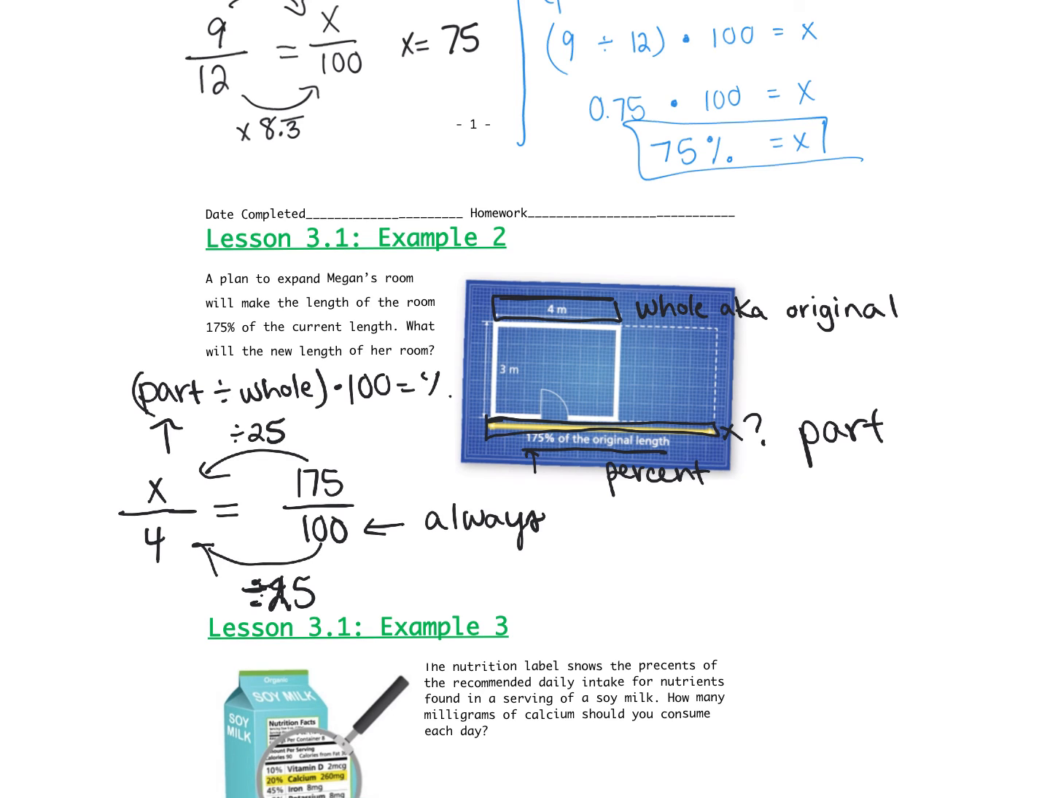Is 7. So our x equals 7. Her new room will be 7 meters. Not originally. Her original was 4 meters. Her new will be 7 meters because it's 175% longer.